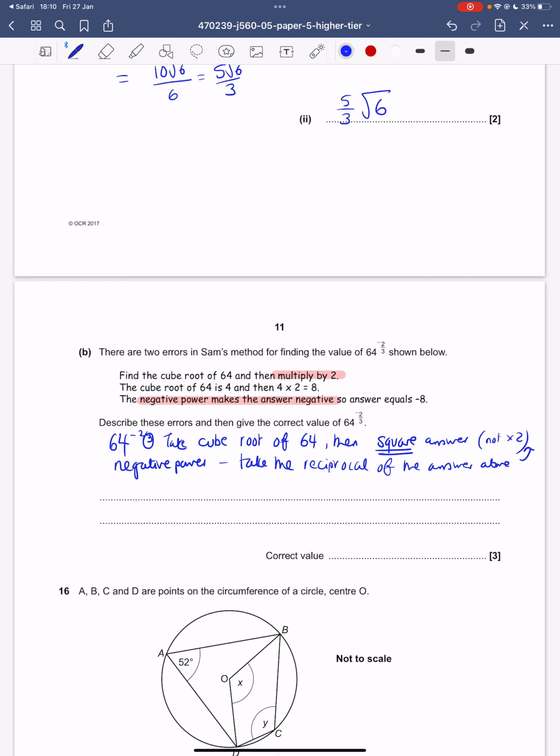So 64 to the minus 2/3. The cube root of 64 is 4. 4 squared is 16. So that's dealt with that bit and that bit. And then the reciprocal of 16 is 1 over 16. Okay.